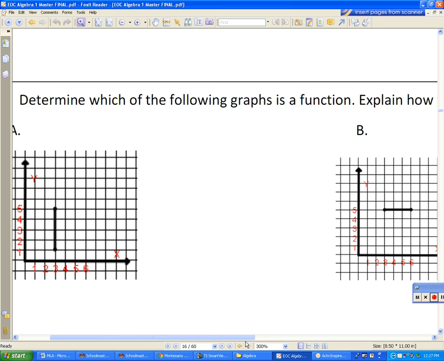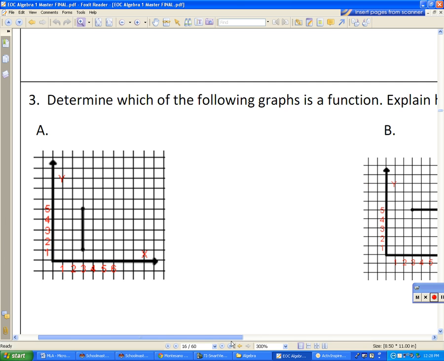Okay, this is my line right here. When I draw the line right here, does it cross this graph more than once? Yes, it crosses it an infinite number of times. Because if it crosses it more than once, then it is not a function.